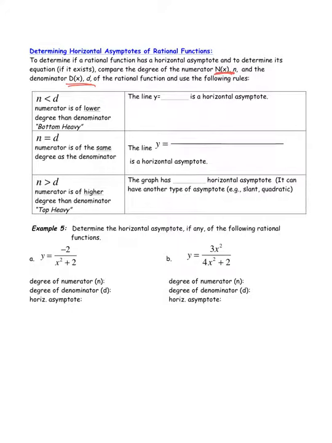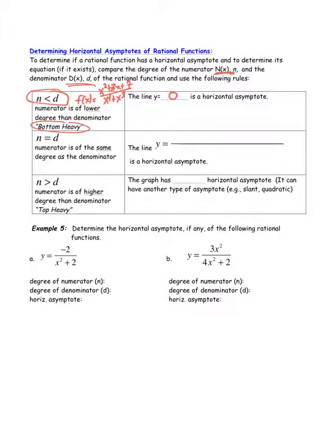So in the first case, if the degree of the numerator is less than the degree of the denominator, we're going to say it's bottom heavy. That may be something like, let's say f of x is equal to x squared plus 3x plus 7 over x to the fourth plus x cubed. Okay, the degree of the numerator here is 2. The degree of the denominator is 4. In this case, it's bottom heavy. What's going to happen is the horizontal asymptote is going to be at y equals 0.